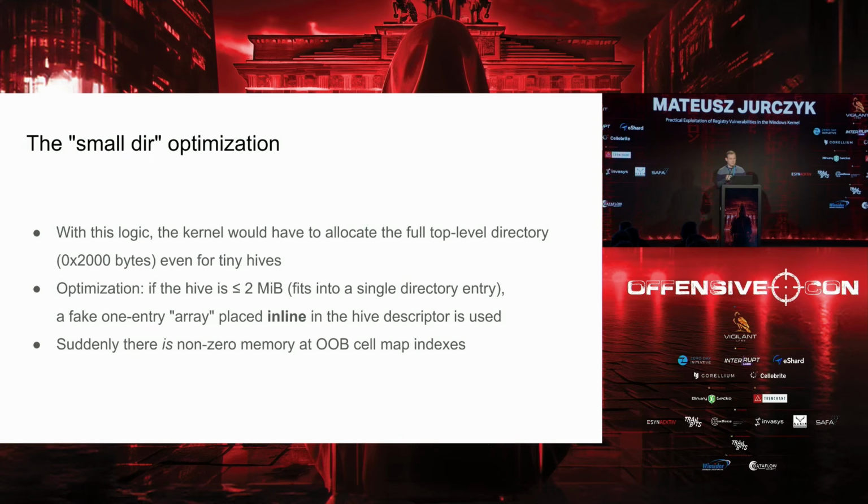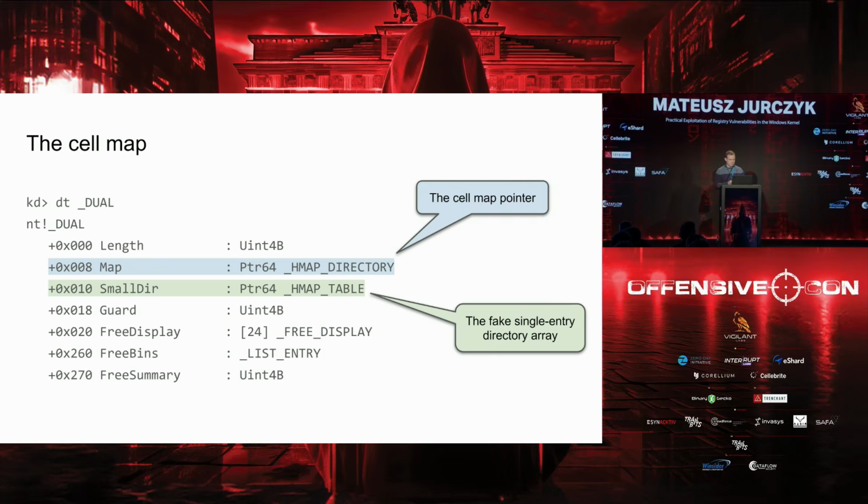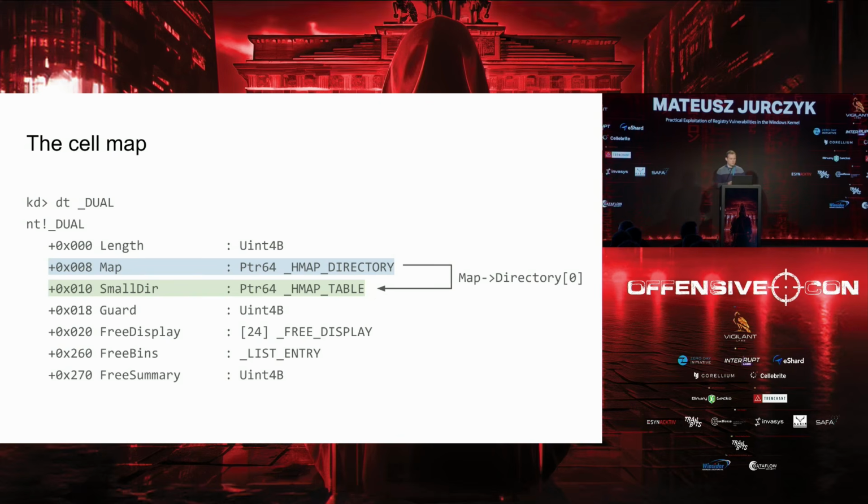And suddenly that means that for small hives, there is actually some non-zero memory at out-of-bounds cell indexes inside of the cell map. So this is how it looks. The cell map is defined by the dual structure, and here the two fields that are important are map at offset 8, which basically has a pointer to the cell map, and then at offset 10 we have the small dir, which is this fake single entry directory array. So for a small hive, basically what happens is that map points at the address of the small dir. Otherwise, it points to some other external allocation.